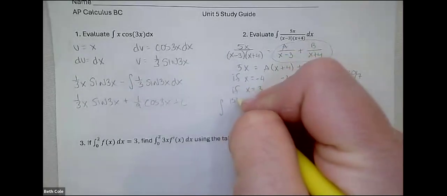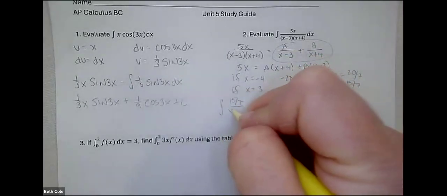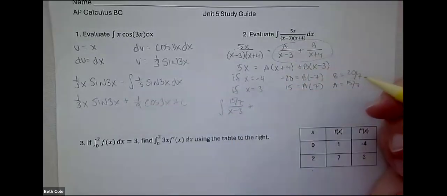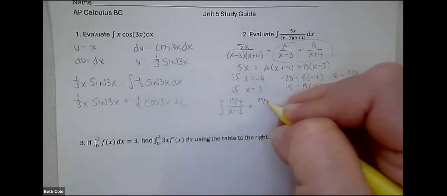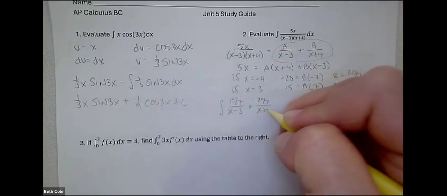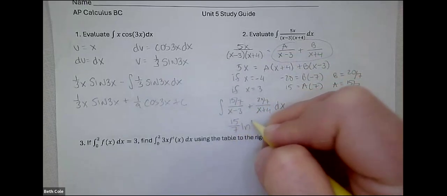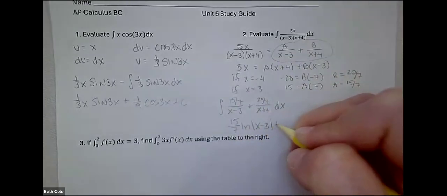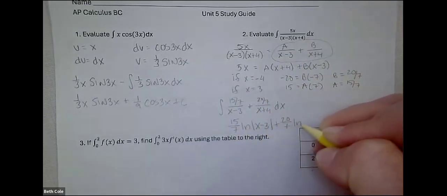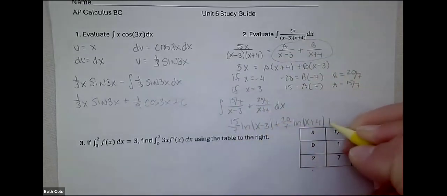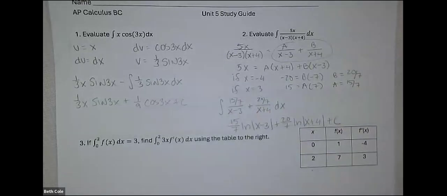So it'll be 15/7 over that x minus 3 plus b is 27 over that x plus 4, and they are both going to become ln. So lots and lots of algebra, hardly any calculus.